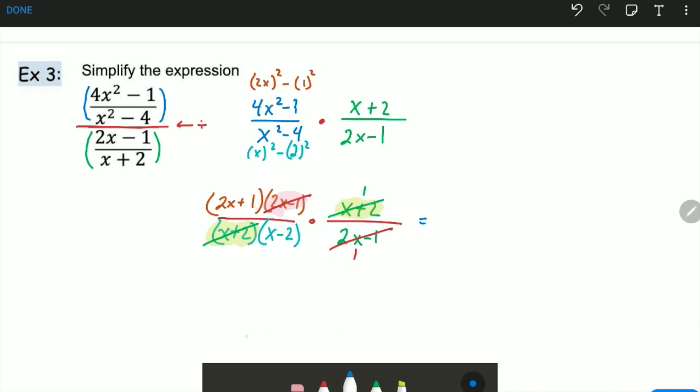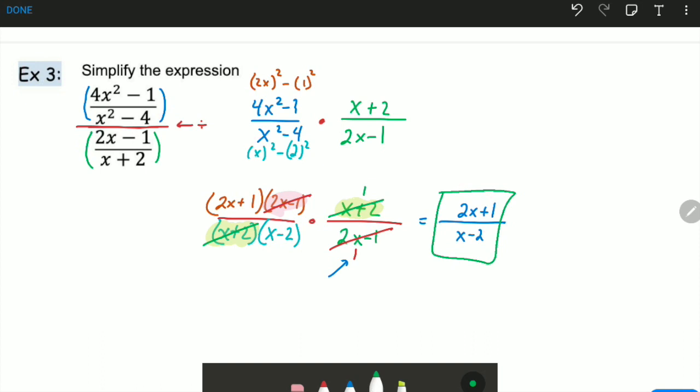We'll finish it off just by writing it as a single fraction. So the 2x plus 1 will be on top of the first fraction, times our leftover 1, which isn't going to change anything. On the bottom, we have the x minus 2. So we're going to have x minus 2, but that's going to be times by the only other thing left in the bottom, which is 1. And 1 times x minus 2 is x minus 2. So there we go. That's a simplified expression.